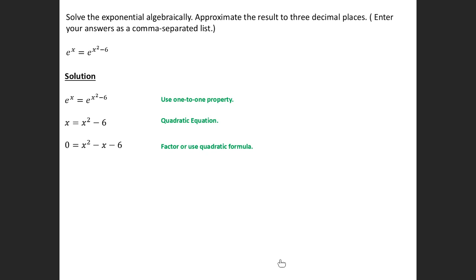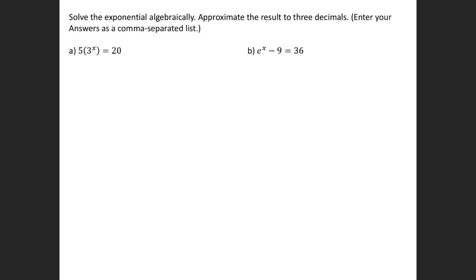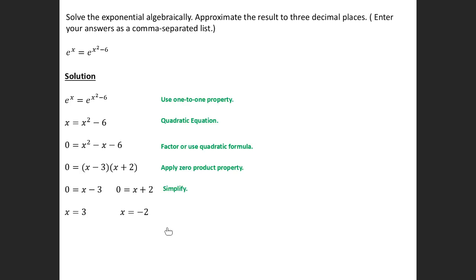So in order to solve something quadratic, you want to move everything to the same side and set it equal to 0. At this point, you can factor or use the quadratic formula. If you're going to factor, give yourself a minute or so. If you can't factor it, then it might not be factorable, so you can use the quadratic formula. In this example, it does factor as x minus 3 times x plus 2. We can set each factor equal to 0 and solve for x. So x is equal to 3 and x is equal to negative 2. Any questions on these right here?